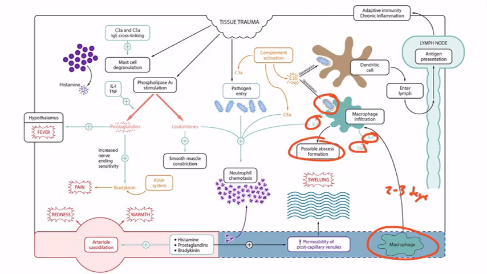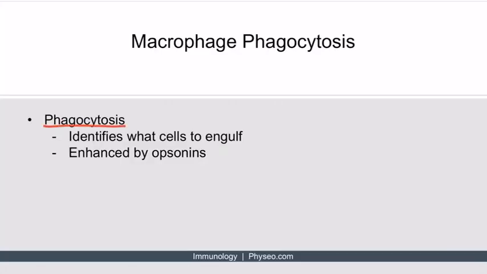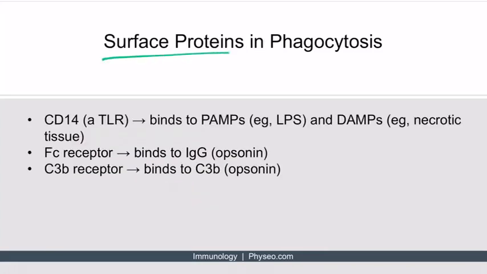But let's dive into the details of each of those activities to the level that you need to know for Step 1, starting with phagocytosis. To perform phagocytosis properly, macrophages must identify what cells to engulf. Also, the ability to engulf or phagocytose pathogens is greatly enhanced by opsonins. Do you recall what the 2 primary opsonins are for macrophages? C3b and IgG. This slide lists the surface proteins that are relevant for macrophages during phagocytosis.